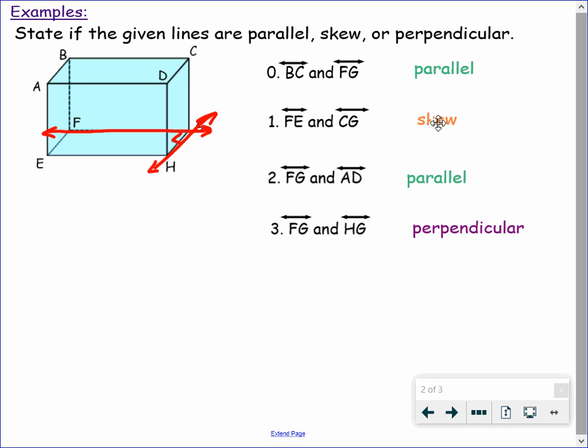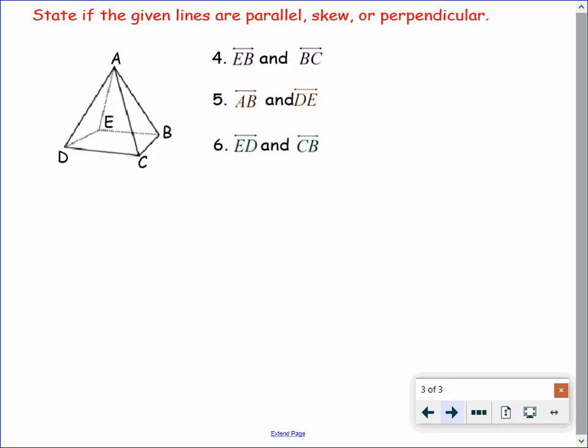So what happens if you don't have a rectangular box? What if you're not using a rectangular prism? What if instead you're using a rectangular pyramid? So we still have a rectangle, so we still know we have some right angles in there, and we even have some parallel lines, but we have some skew as well. So again, same question, are the given lines parallel, skew, or perpendicular? And again, I'm going to draw on the picture so you can see it. So line EB, one side of the rectangle, and line BC, another side of the rectangle that are intersecting. So what do you think that would be?